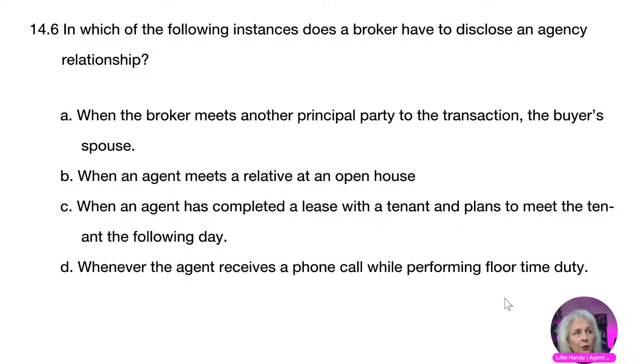All right, number 14.6. In which of the following instances does a broker have to disclose an agency relationship? A, when the broker meets another principal party to the transaction, the buyer's spouse. B, when an agent meets a relative at an open house. C, when an agent has completed a lease with a tenant and plans to meet the tenant the following day. Or D, whenever the agent receives a phone call while performing floor time duty. So when do we have to disclose an agency relationship?